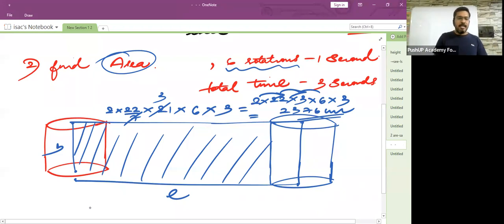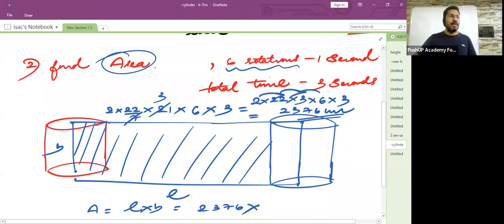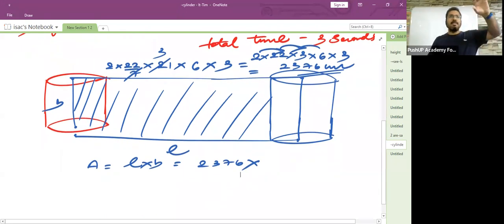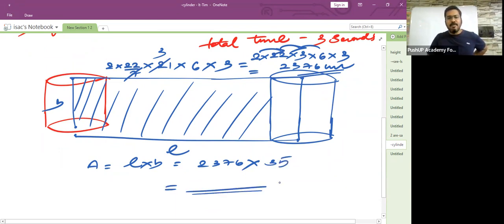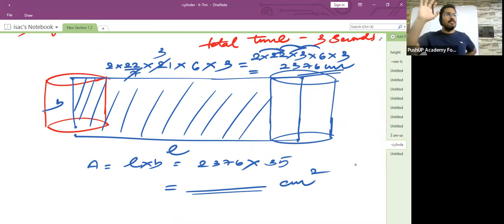Now, if you want to find the area, that would be just L into B. What is the value of L? Just now you said 2376, multiplied by the length of the cylinder. How much was it? 35. You multiply these two values, whatever the answer is, that is the area covered by the cylinder from point A to point B. Now I am clear with this.